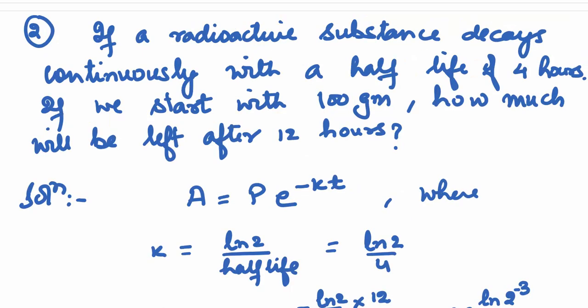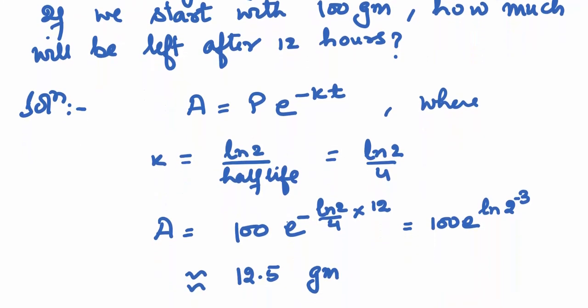Let's look at another example where E plays an important role in case of decay. If a radioactive substance decays continuously with a half-life of 4 hours, if we start with 100 grams, how much will be left after 12 hours? So we use the formula A = P e^(-kt), because there is a decay. Here, k is nothing but ln 2 upon half-life, which is ln 2/4. We are given that it has a half-life of 4 hours. You will now put all these values in your formula. We'll get A as 12.5 grams. So from 100 grams, it has now reduced to 12.5 grams.